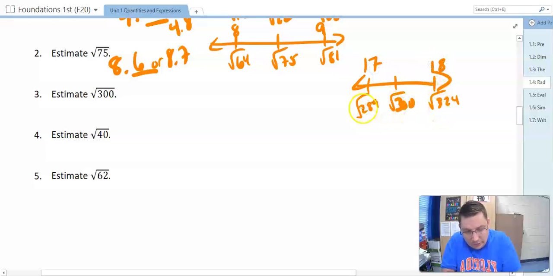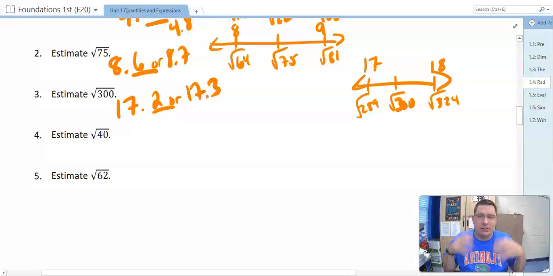Which are we closer to, the 289 or the 324? Well, 300 is only 11 away here, 24 away here. So it's going to be 17 point what? Again, it's not quite to the middle. This is probably going to be about 17.2 or 17.3. Again, if I want a precise answer, we can go to that calculator and get it.